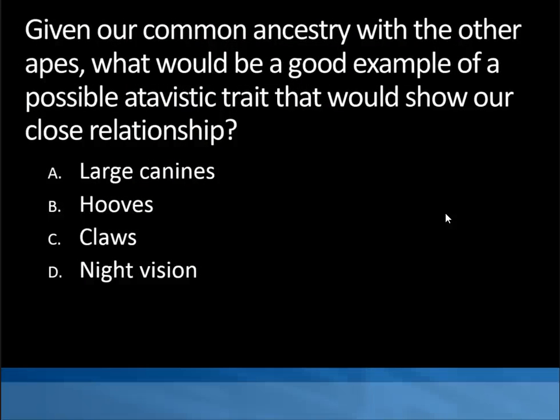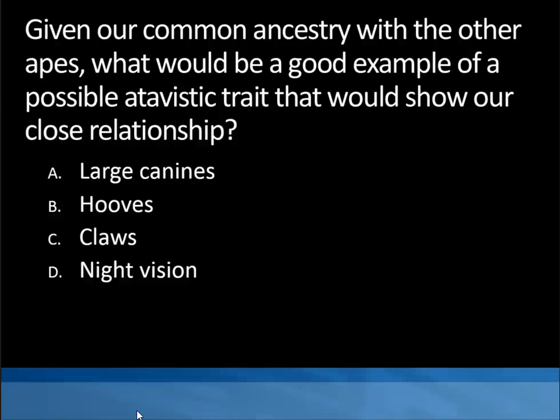Okay, so here's your last question. Given our common ancestry with the other apes, what would be a good example of a possible atavistic trait that would show our close relationship? Large canines, hooves, claws, or night vision? All of these things are ancestral traits to some ancestor that we have, okay? However, the only one that our common ancestor with the other apes would have would be large canines.